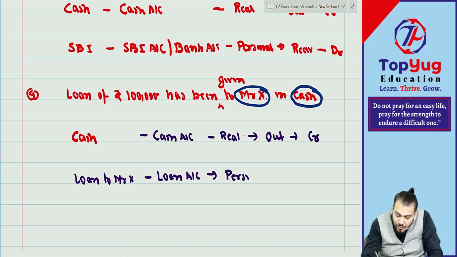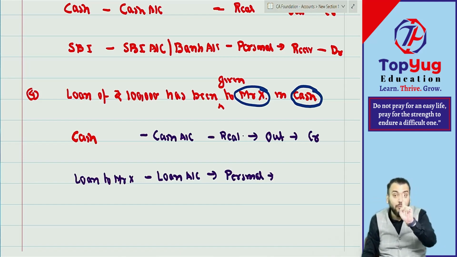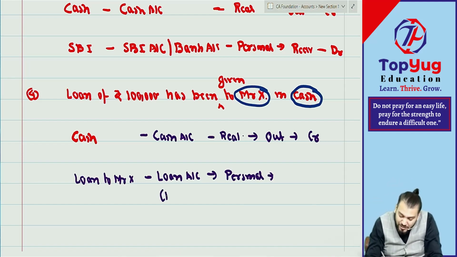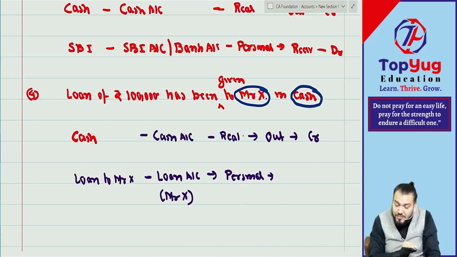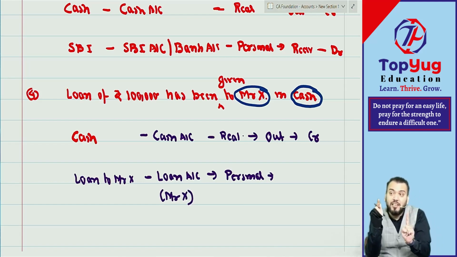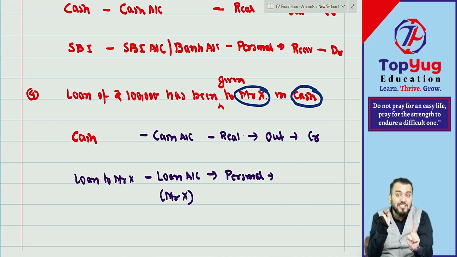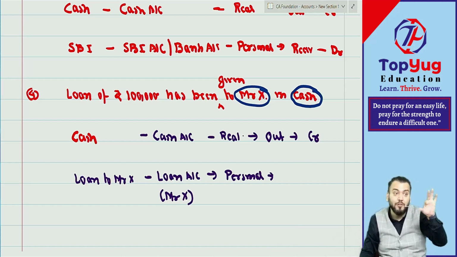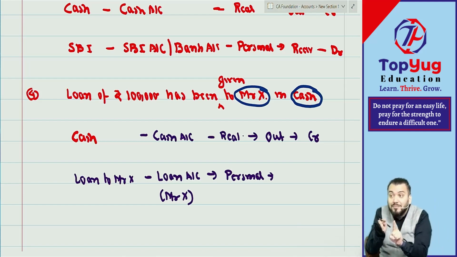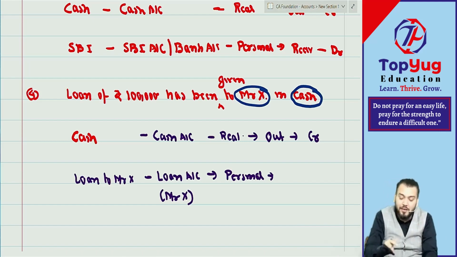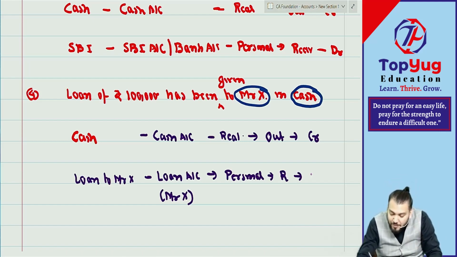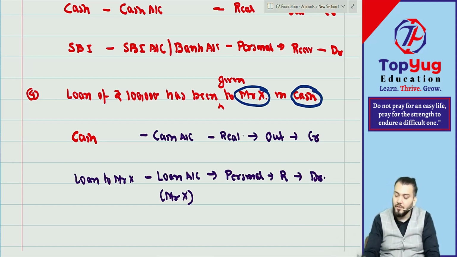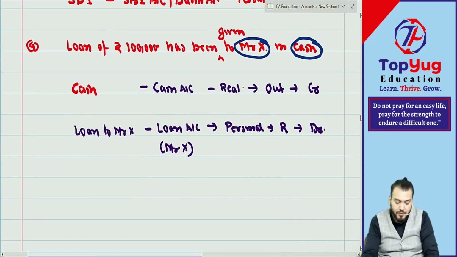Personal account. So just think from Mr. X point of view. Don't think from loan point of view. Because loan represents Mr. X. Mr. X is a person, but Mr. X is receiver or giver? Receiver. If you think of loan point of view, you're confused. So loan represents Mr. X. Think from Mr. X point of view, whether receiver or giver. So receiver becomes what? Debit. Understood? Correct.